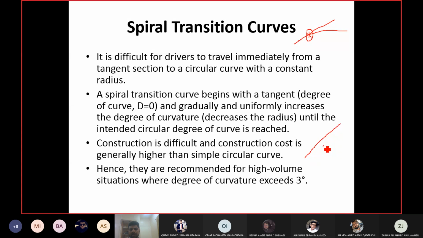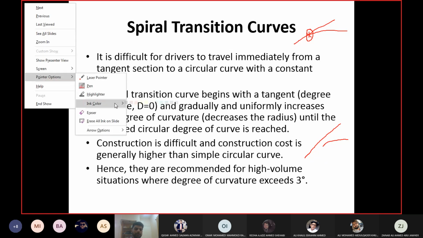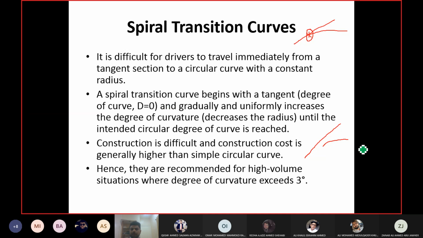But if you don't want to do that, you can do it like this. You have the tangent, you have the circular curve, and between them you give a spiral curve. Don't mind my drawing. From this point to this point, the curvature for the driver will change gradually. In the previous figure it was changing suddenly at this point, but in this case it is changing gradually along the spiral curve.